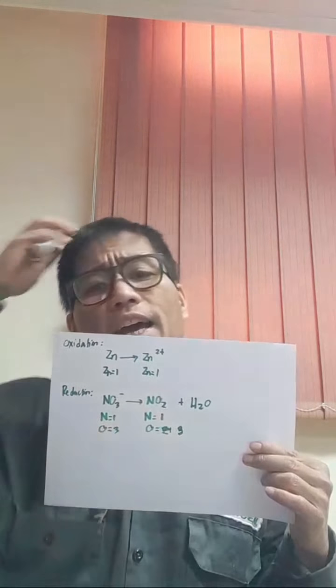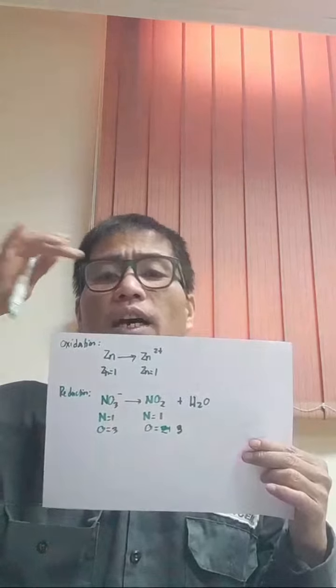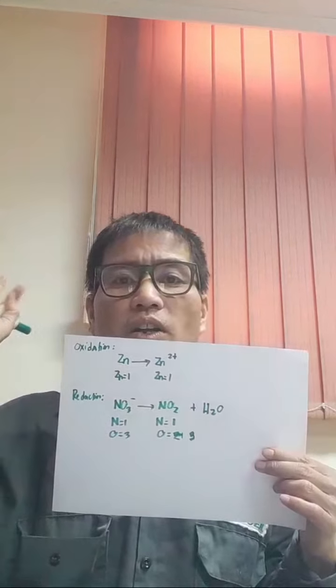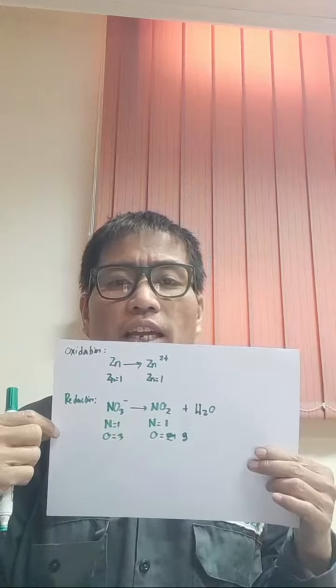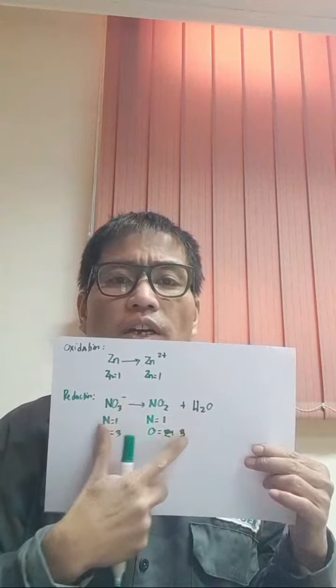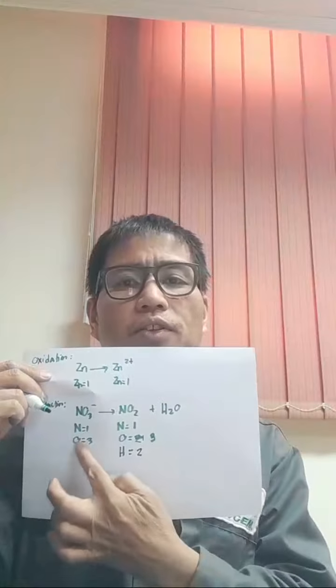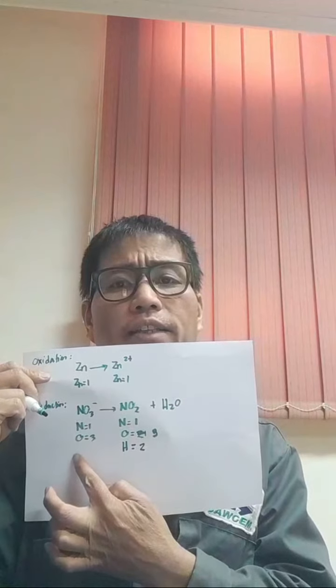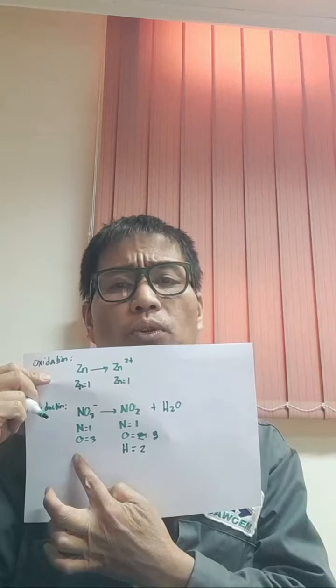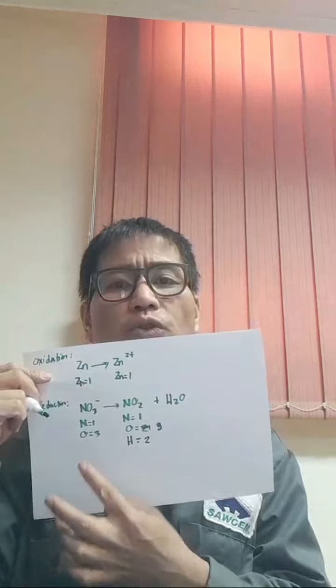To balance the H is to add also an H plus to balance the hydrogen. Okay, so since we have the H here, we put that here. H is equal to 2 here. And on the other side, there's no H here, right? So we need to balance that one. We need to put 2H to balance this H here.